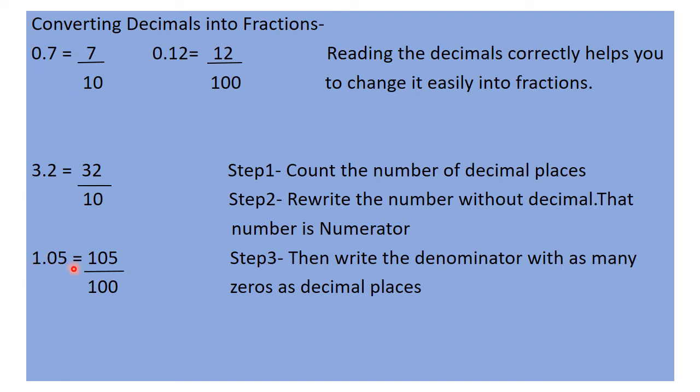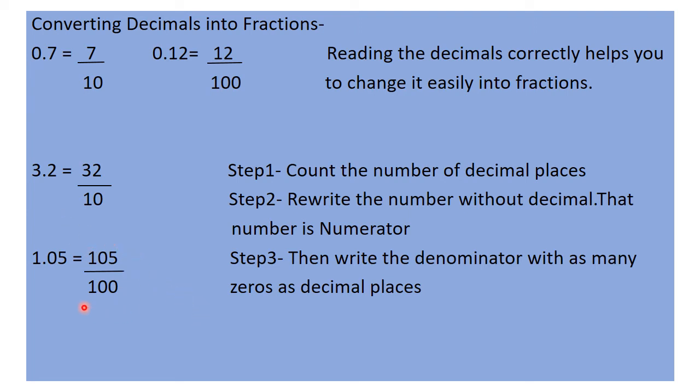1.05. What will be the first step? First of all, you have to count the number of decimal places. How many decimal places do we have? 1 and 2. In the second step, you have to rewrite the number without the decimal. So I have written 105 without the decimal. So this has become our numerator, 105.